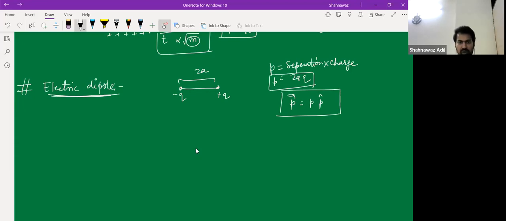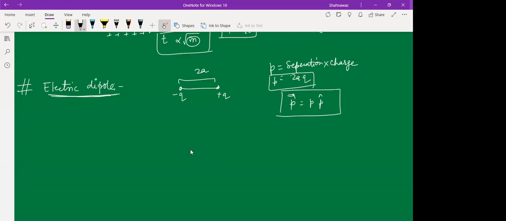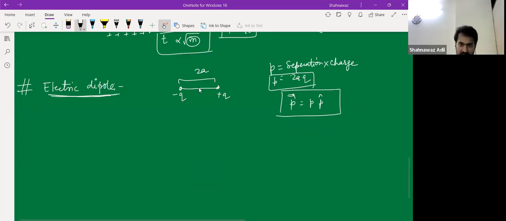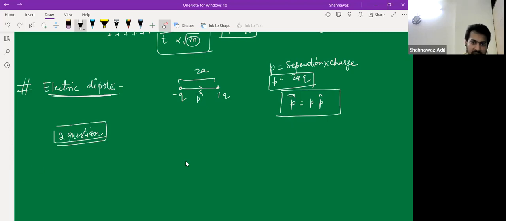Okay, if you don't remember, Chavez, do you remember what is the direction of this dipole moment? Negative to positive. Yeah, Faiza, you're right. Chavez, you are also right. So this is the direction of the dipole. Now you know the direction of the dipole moment, and you know the magnitude of this dipole. So let's do two very simple questions so that you are comfortable enough to do all the stuff later.